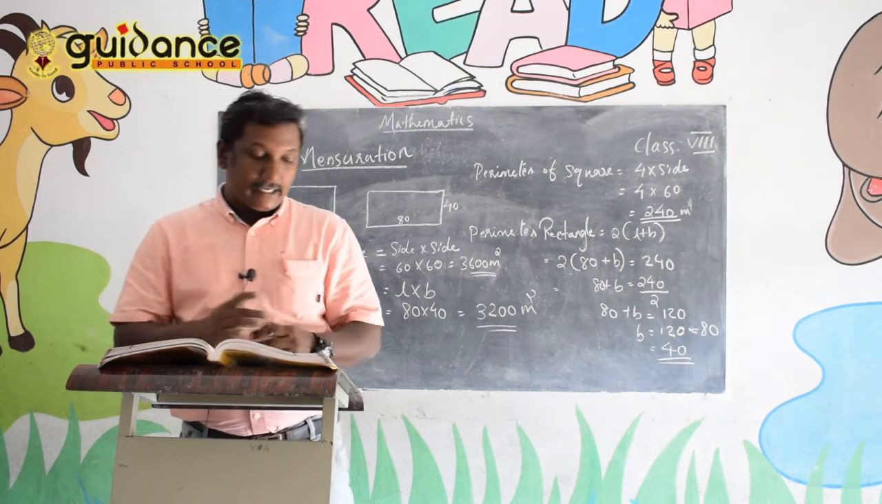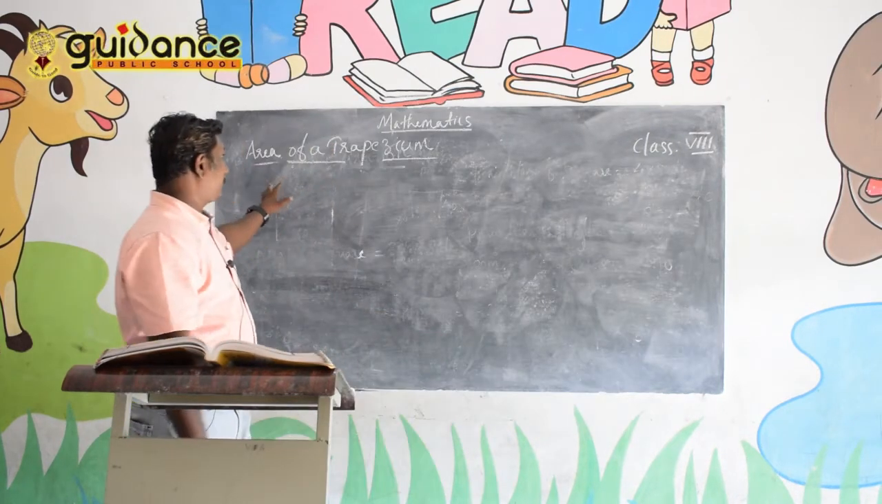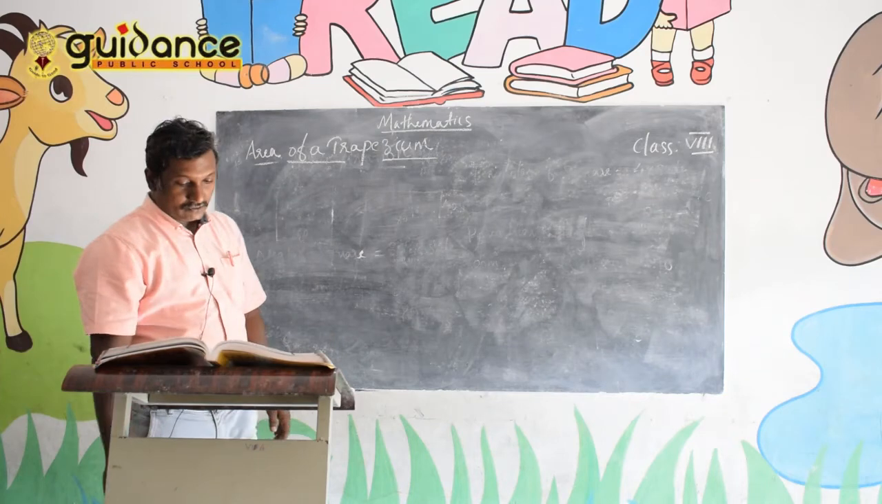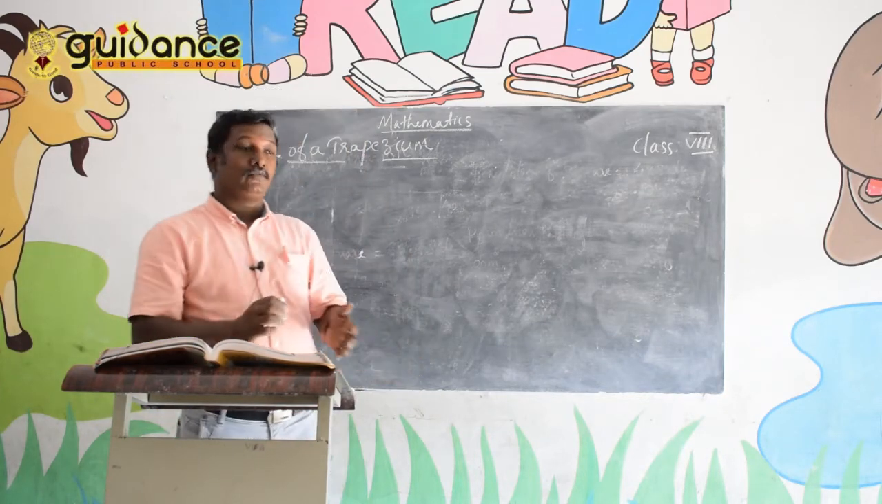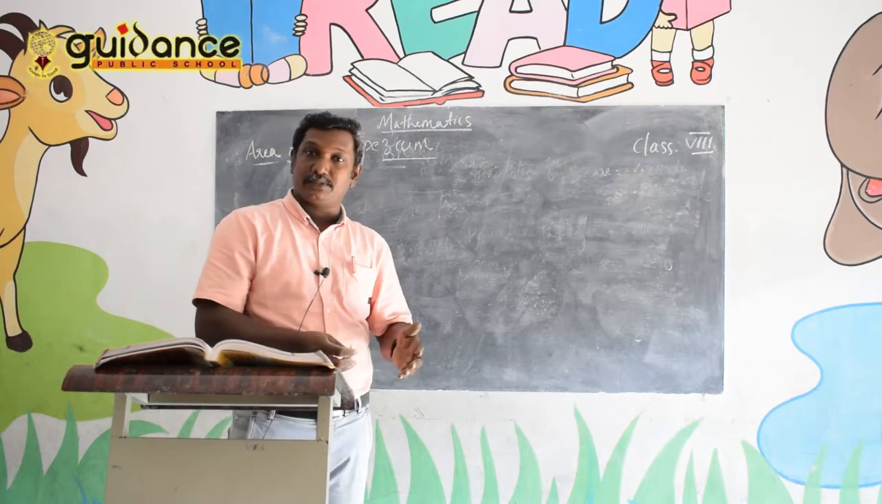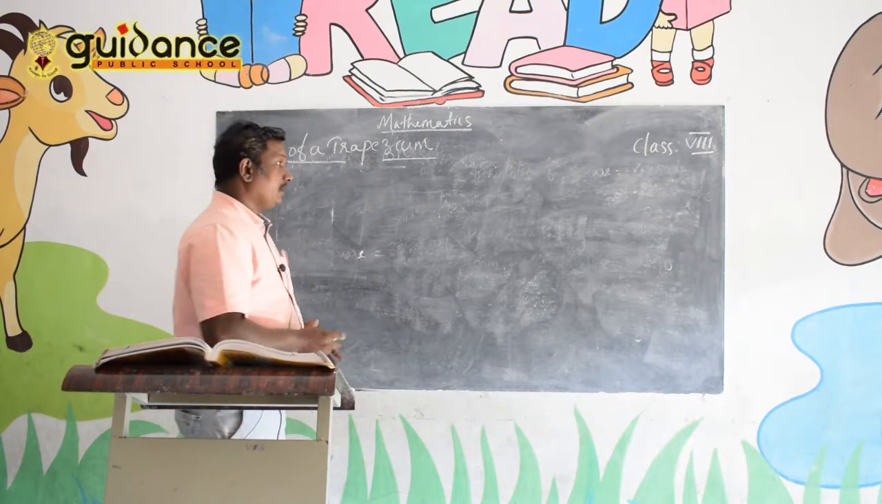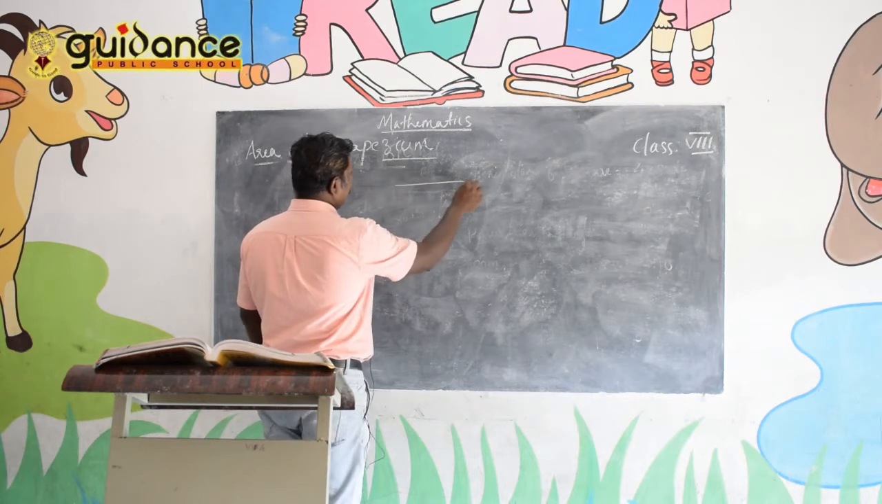The next is area of trapezium. It's a very important shape because in higher classes we need more about this trapezium. So, don't ever forget, this is the base of the trapezium that we have to study this year itself. The trapezium is a shape like this.